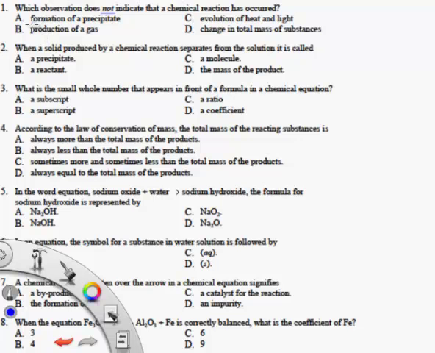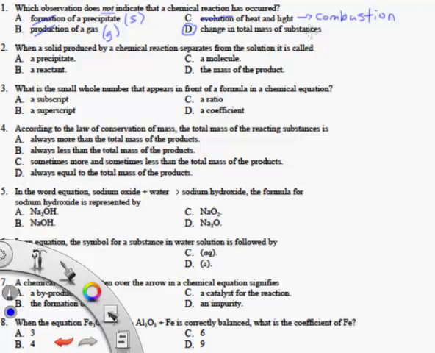Formation of a precipitate, that would be an indicator of a chemical reaction. In the equation, you would see parentheses S written after the product as a solid would be formed. Production of gas, that is not correct. You would see parentheses G written after that product. Evolution of heat and light, that is not accurate. This would be an indicator that a combustion reaction is occurring. Eliminating all other possibilities, D has to be the answer.